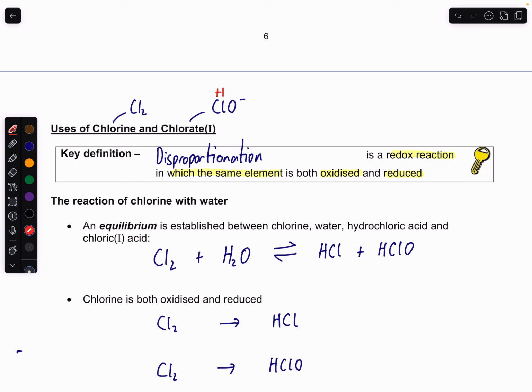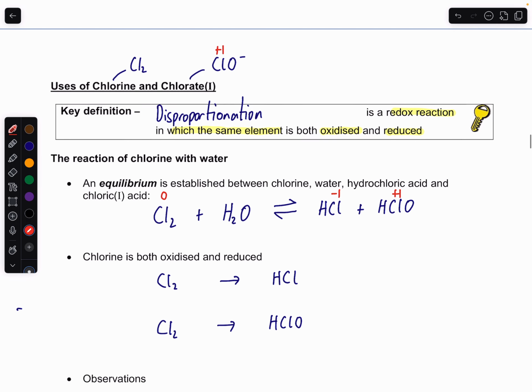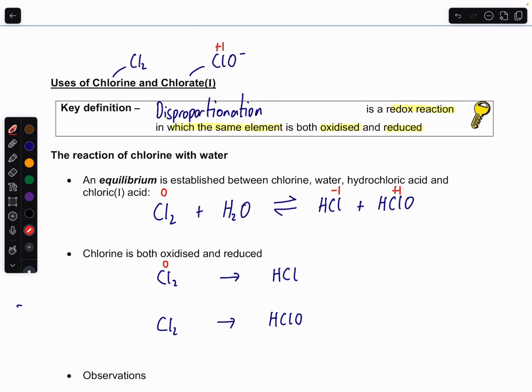And if you pause the video and write in the oxidation states of all of the chlorine containing species, you'll find chlorine starts at 0, and in hydrochloric acid the chlorine is -1, and in chloric 1 acid the chlorine is +1.